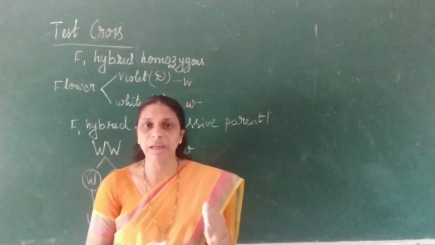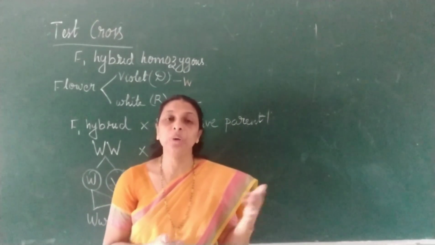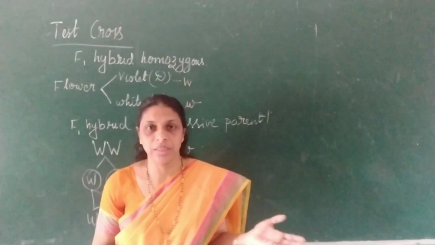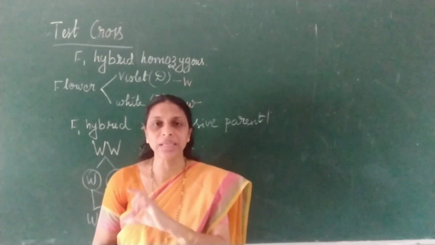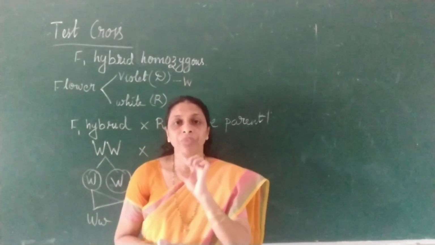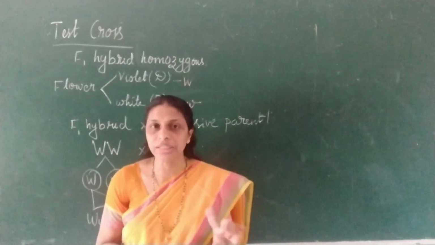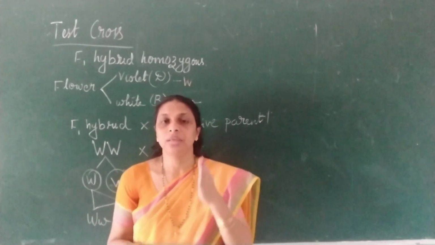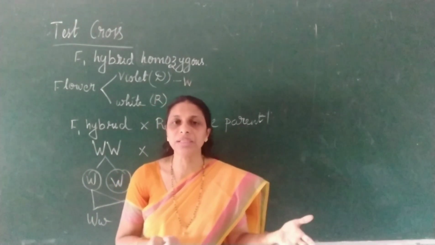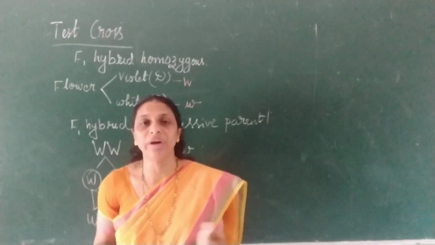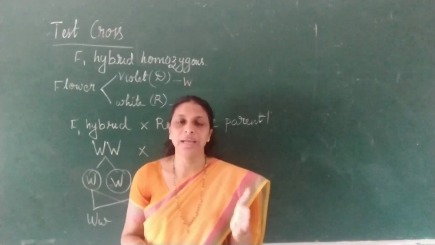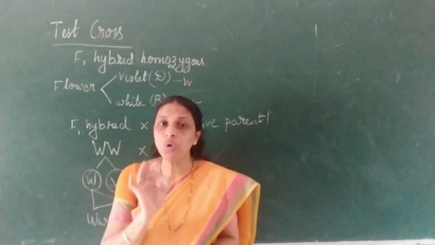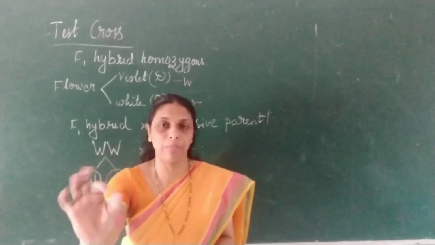So, if a question is asked, write the schematic representation of a test cross, you have to write about when the F1 hybrid is heterozygous. If you take that example and write, and below that you have to write, if the test cross gives the result as 1:1, that is, if the dominant character and the recessive character are found in the ratio of 1:1, we can be sure that the F1 hybrid is heterozygous. If it was homozygous, then only the dominant character would have appeared, right?